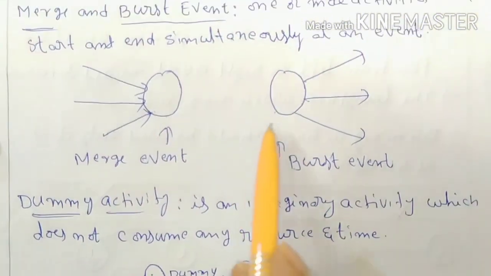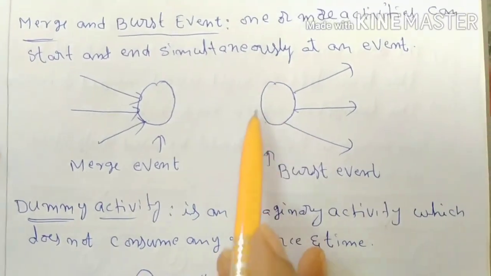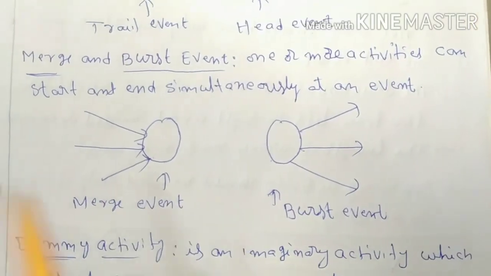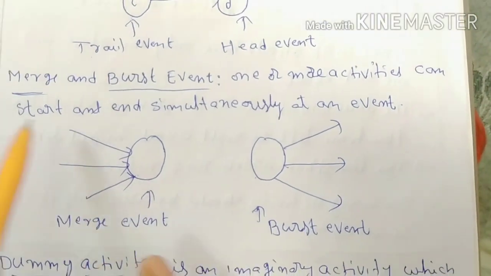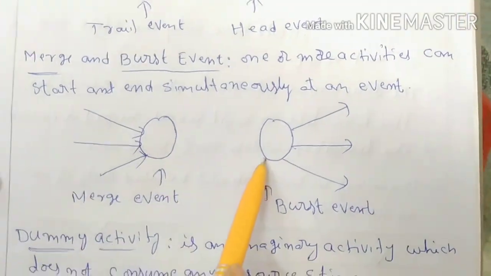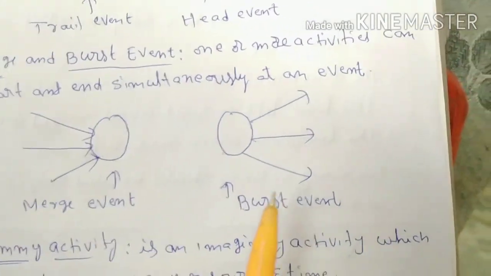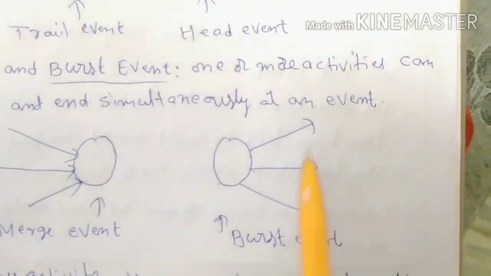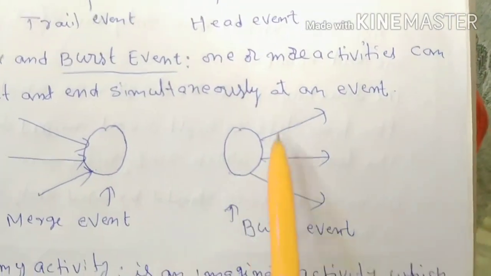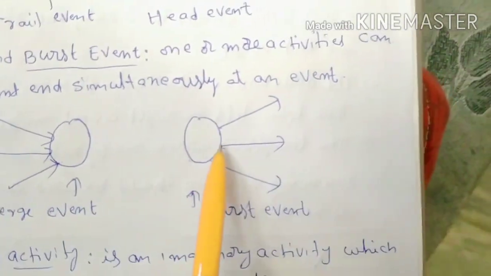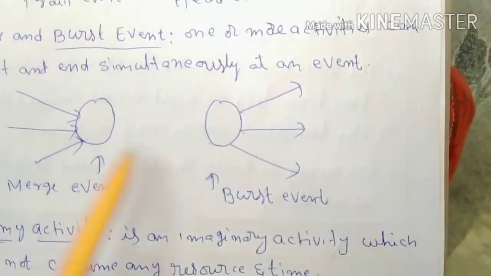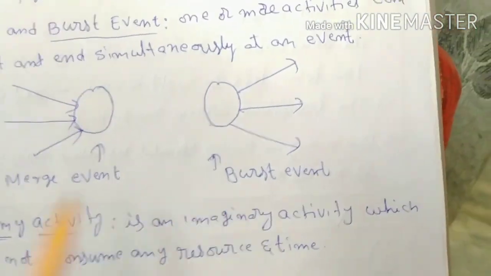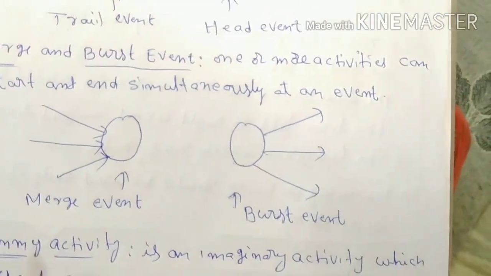I will tell you one example. If we construct the building, after construction of the building, similarly we can do the wiring work as well as the fixing of the windows and doors. That means after constructing the building, one is wiring of the building, and another is fixing of the window, fixing of the door. Likewise, parallel works will be there. At that moment, this burst event or merge event happens.